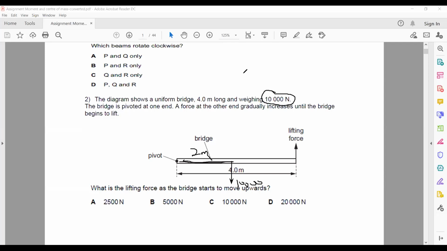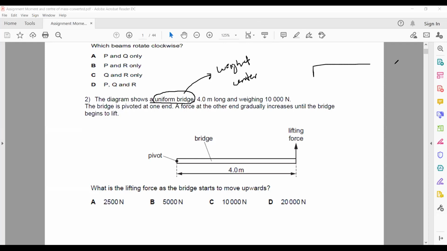How will you know where the weight is acting? If you check the question, the diagram is a uniform bridge. Whenever the term uniform is used, it means the weight will act at the center. So if the object length is, for example, 4 meters, then the weight will act at the center, 2-meter distance from both points.